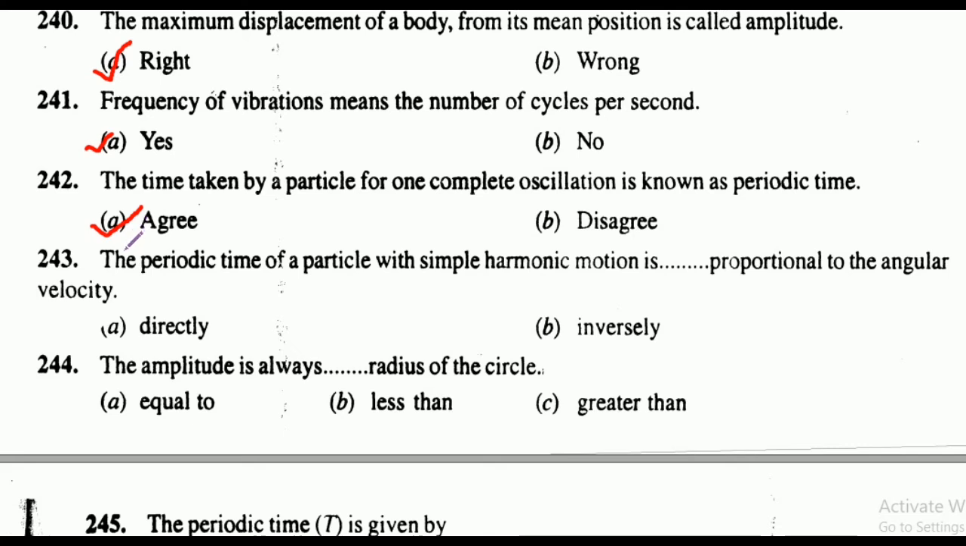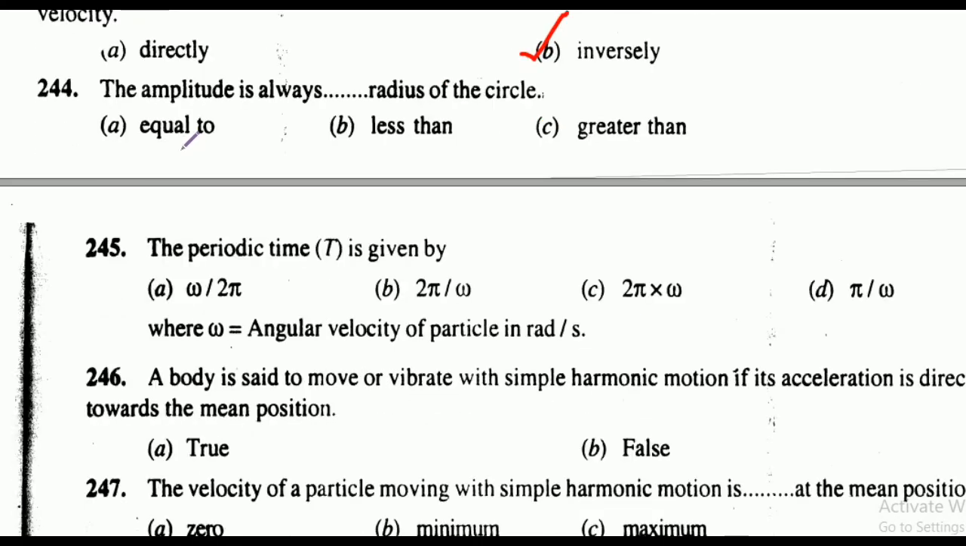Next is question 243. The periodic time of a particle with simple harmonic motion is dash proportional to the angular velocity, directly or inversely. Here friends, option B, that is inversely, is the correct answer for this question. Next is question 244. The amplitude is always dash the radius of the circle: equal to, or less than, or greater than. So here friends, option A is the correct answer. The amplitude is always equal to the radius of the circle.